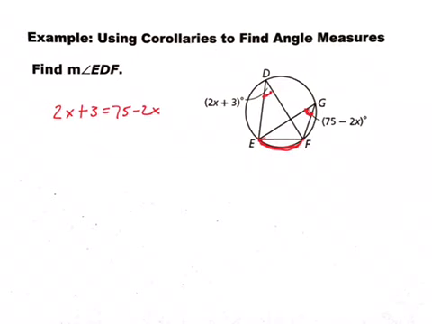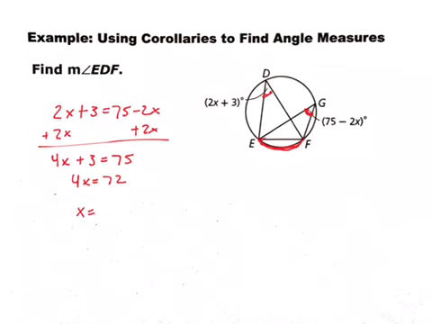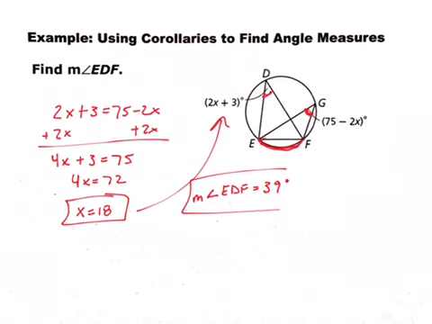Now we're just going to solve. So I'm going to add 2x to both sides. So we've got 4x plus 3 equals 75. I'll subtract 3 from both sides. 4x equals 72. I'll divide both sides by 4, and I'm going to get x equals 18. Once I know what x equals, I just got to plug it back in. So the measure of angle EDF is going to be equal to 2 times 18 plus 3, which gives me 39 degrees.